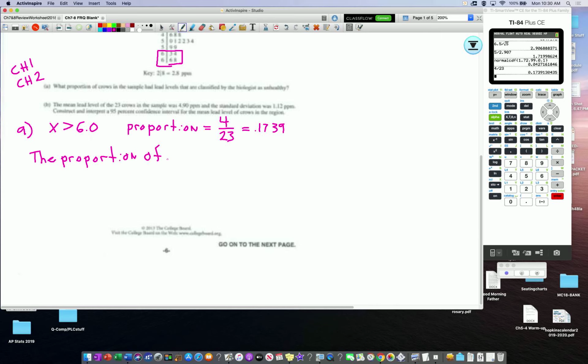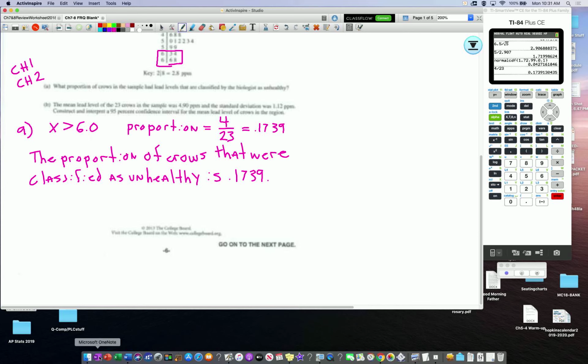So I would just simply answer this question in a quick sentence saying the proportion of crows that were classified as unhealthy is 0.1739. Yeah, that's as simple as it gets for question A.